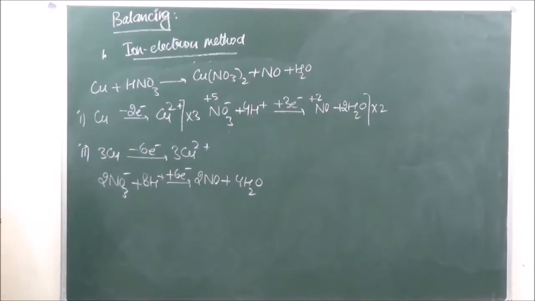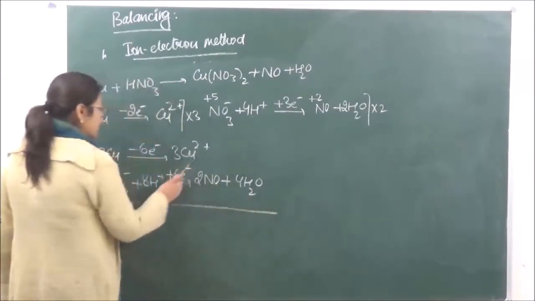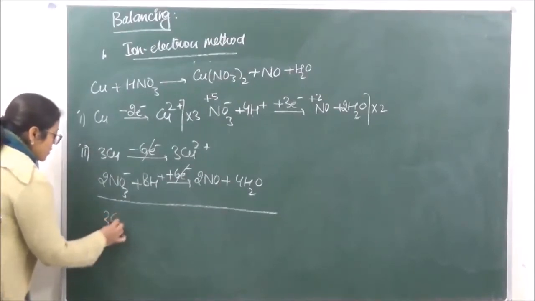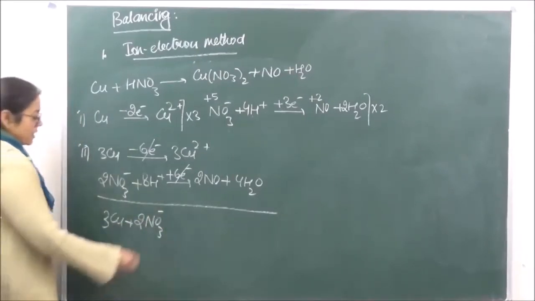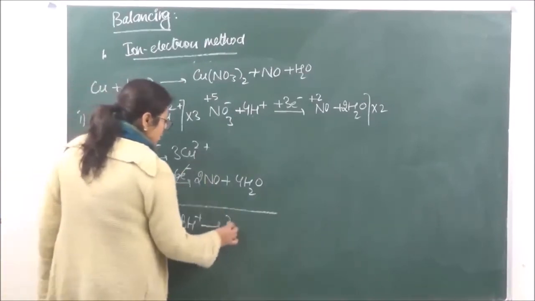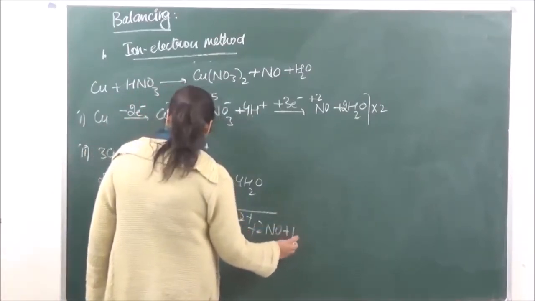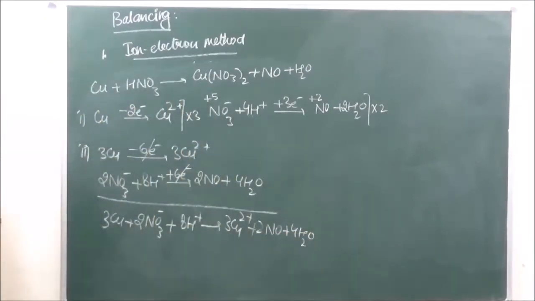ठीक है, now adding both the reactions, what we are going to get over here? When we are adding these reactions, this electron and this electron get cancelled. So we have over here 3Cu plus 2NO3 negative plus 8H positive to give us 3Cu2+ plus 2NO plus 4H2O. Okay, now this is what we have over here. Adding both the reactions, this is what we are going to get.